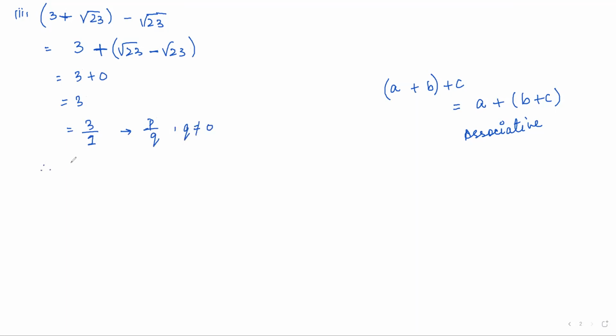So therefore, this number, 3 plus under root 23 minus under root 23, is what? Rational or irrational? Rational. Yes.